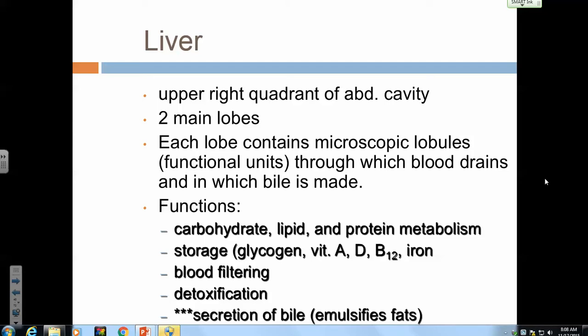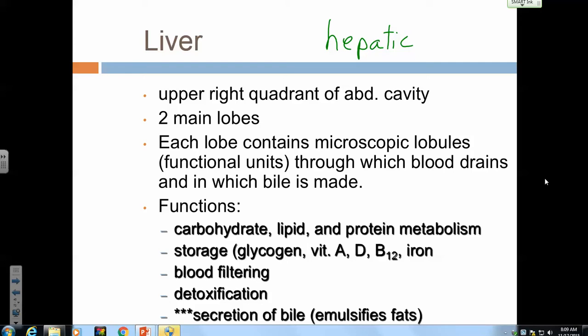But internally, each of the lobes is made up of little microscopic units called lobules, hepatic lobules. If you ever see the word hepatic, that means liver. Hepatitis is a viral infection of the liver. But anyway, the microscopic lobules in the liver, that's the functional unit of the liver, and that means that's the smallest part of the liver that does everything a liver does.